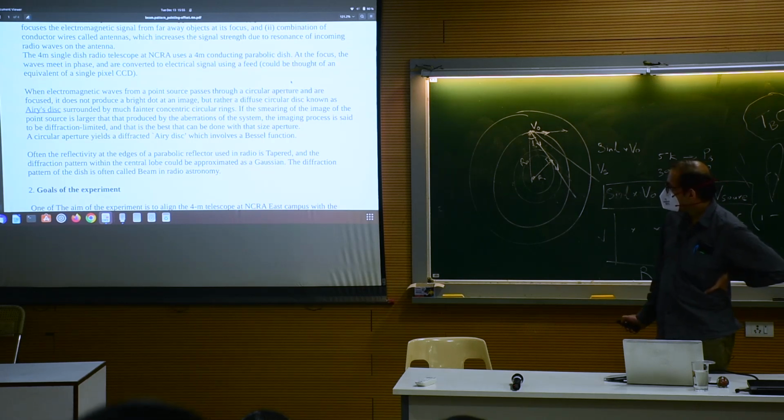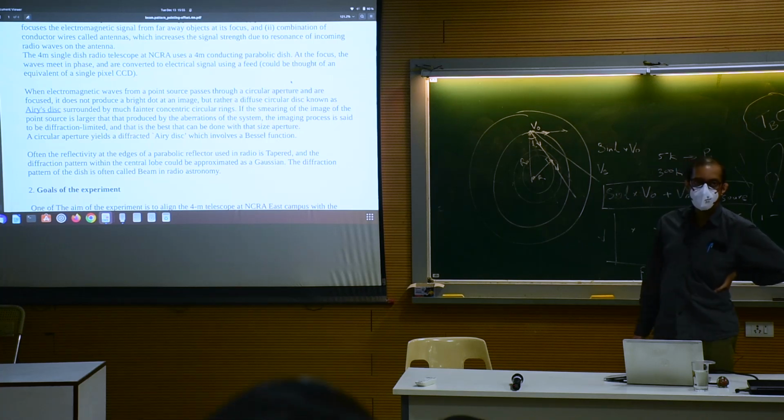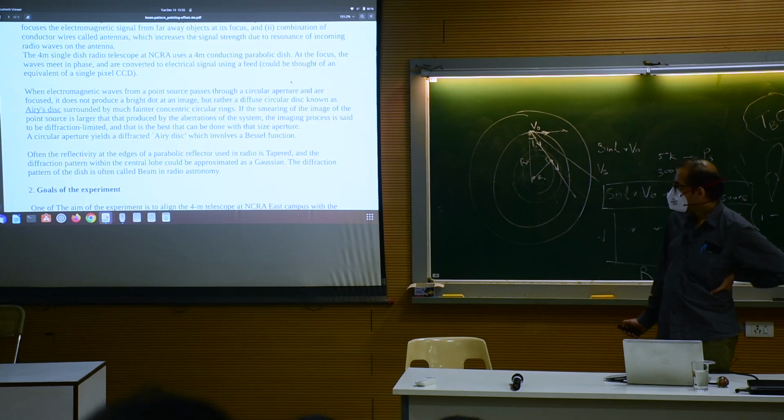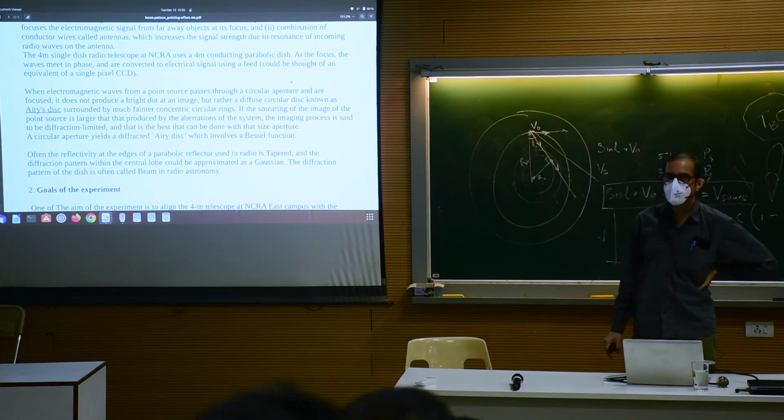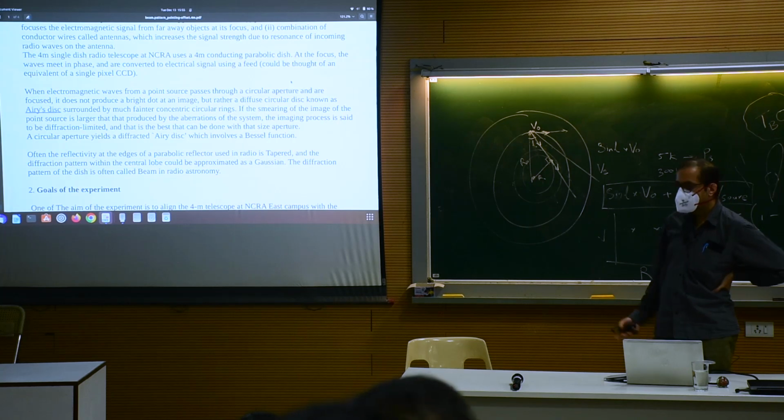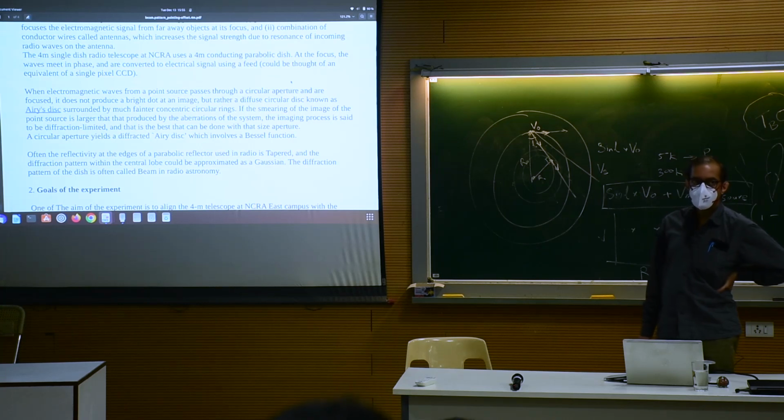Okay, a circular aperture yields a diffracted Airy disk which involves a Bessel function. Often the reflectivity at the edges of a parabolic reflector used in radio is tapered. Tapered means suppose the reflection coefficient is theoretically 1, near the edge you reduce the reflectivity. So it is not 1, and the whole idea is that it should not suddenly get cut off. Because that produces its own diffraction pattern, we would like to reduce that issue.